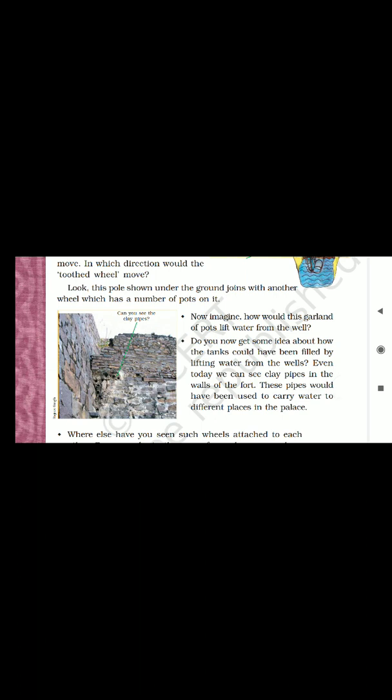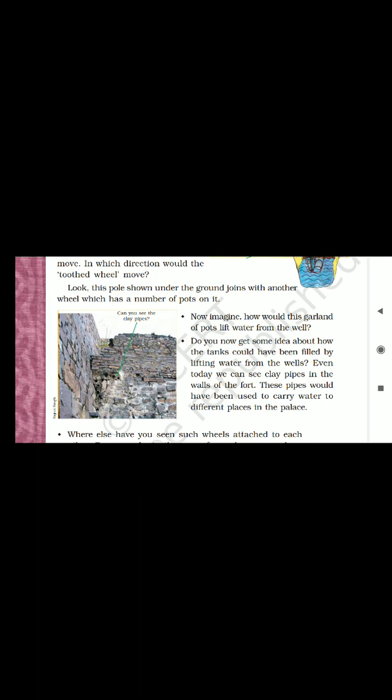So the detail of the structure or the machine or mechanism used during the process of drawing water from the well is given in your textbook, along with the picture. The picture is provided so that you can understand the process easily. So now imagine how this garland of pots would lift water from the well. You now get some idea about how the tanks could have been filled by lifting water from the wells.